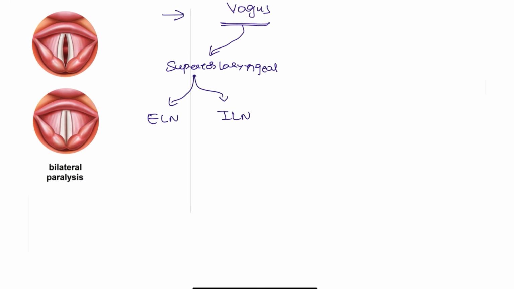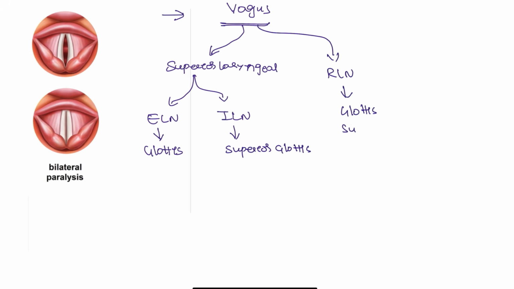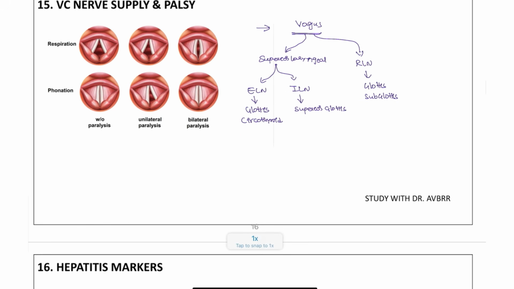The external laryngeal nerve supplies the glottis. And the internal laryngeal nerve is going to supply the supraglottis. The other one is the recurrent laryngeal nerve, and this is going to supply the glottis plus subglottis. The external laryngeal nerve also supplies the cricothyroid muscle.